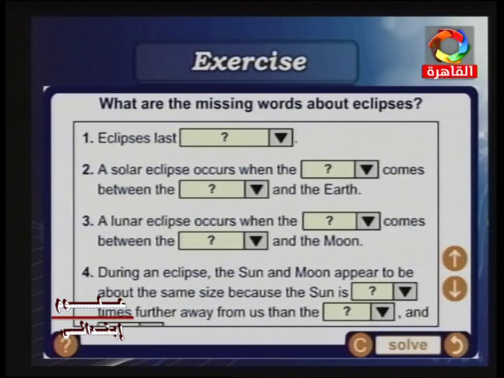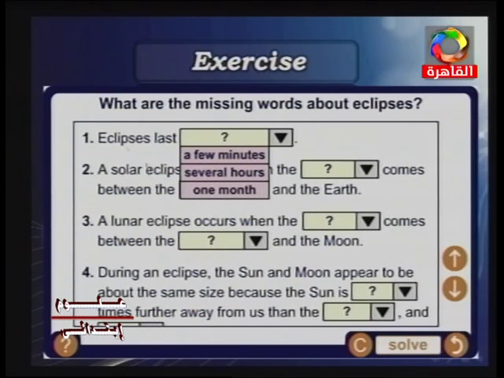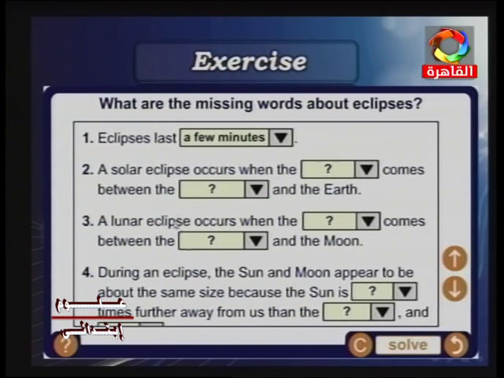After that, we have an exercise about what? About eclipse. Solar eclipse, lunar eclipse. Eclipses last what? A few minutes, or several hours, or 1 month. It is few minutes. Why? Because the solar eclipse takes 7 minutes and a few seconds. We talk about here the solar eclipse. Solar eclipse means few minutes, 7 minutes and a few seconds.